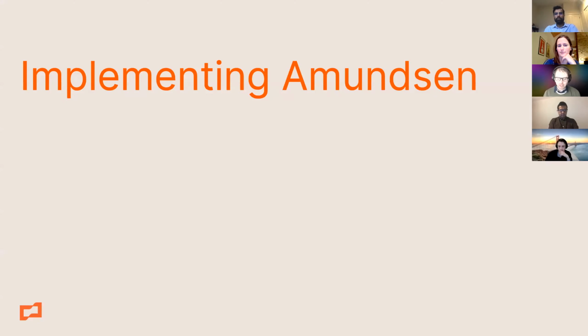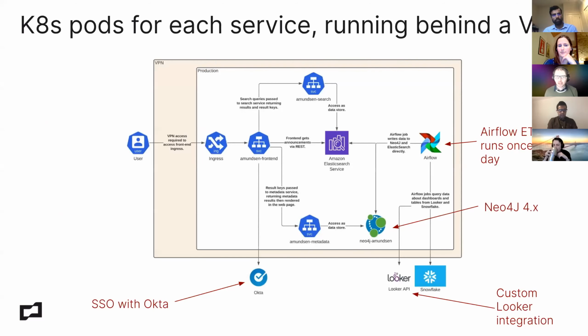And so how did we actually implement it? We basically threw it on Kubernetes. So we have one pod for each service, and the whole thing's behind a VPN for security. And then we integrated this with some of our own stuff. So we have SSO with Okta. We built a custom Looker integration, which I'll talk about soon. And we also integrated it with Neo4j 4, which is not yet supported by Amundsen. I'll talk about that as well. And finally, we ingest documentation from our database tables and from Looker once every day, just using Airflow.